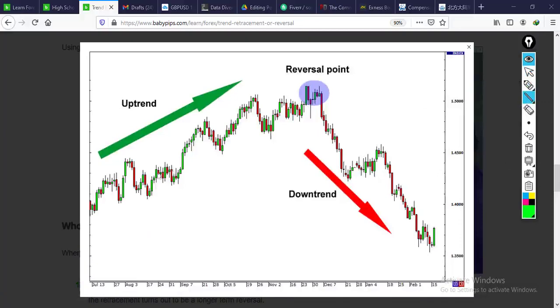We have our uptrend, and see what price did. Price got to this high here, okay, and came to this high here. It failed to create a new high. You see, look at this high. This one is higher than this one. This high is higher than this high. This high is higher than this high.